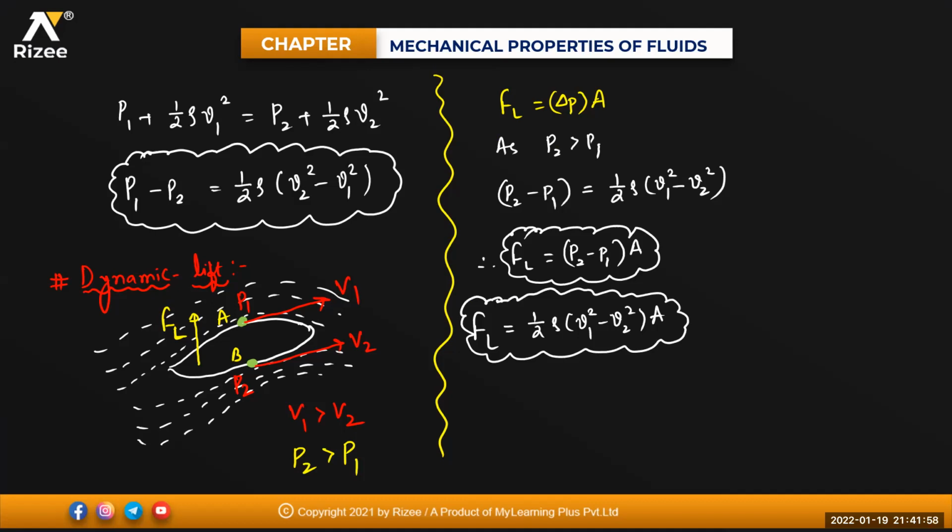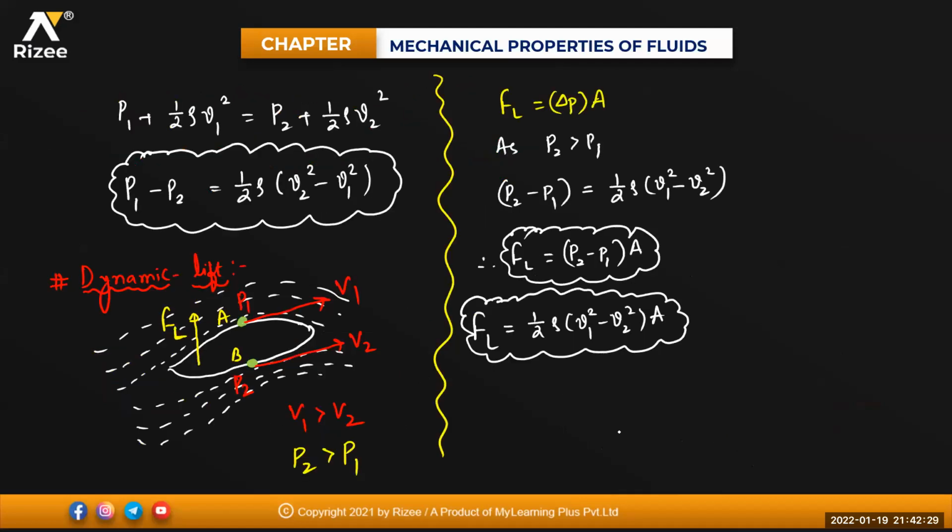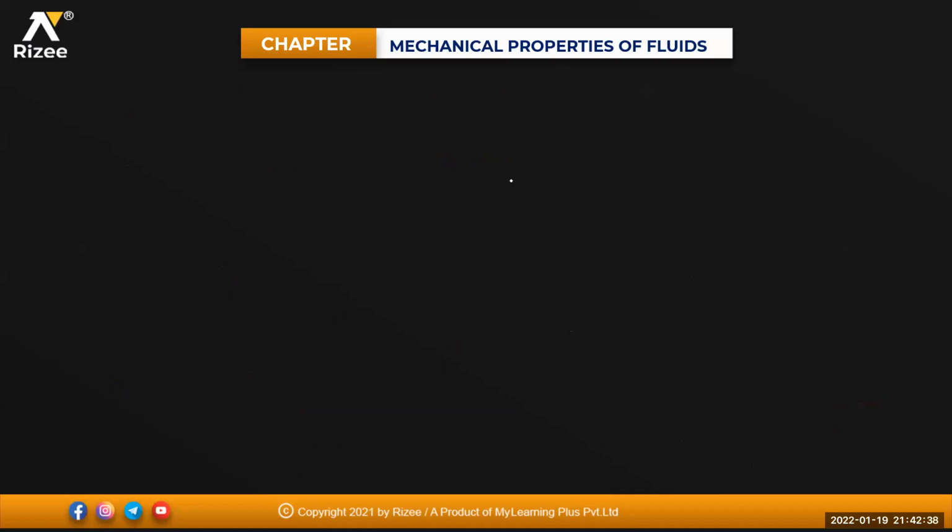Clear, beta? Direct formula applications are used in doing numericals. Any doubt in this one to anyone? Any doubt, beta? Okay. So in the first application, for a horizontal pipe, with the same height, the heights get cancelled, and depending upon that we got the pressure difference relation and also the dynamic lift relation. Clear?